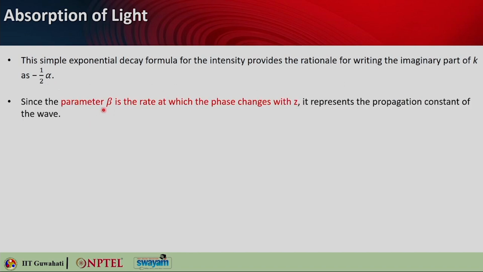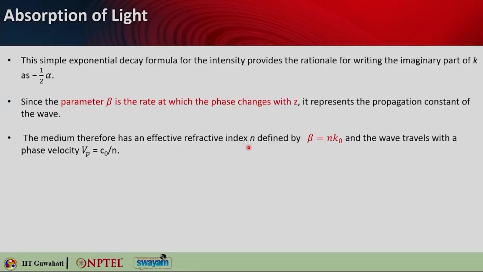And let us look into the other parameter, which is beta. The parameter beta is nothing but the rate at which phase changes with z. It means it also provides the propagation constant of the wave. So, the medium therefore will have a refractive index, an effective index, which is n. Okay. You can also call it n tilde, and that is given as beta equals n k naught.